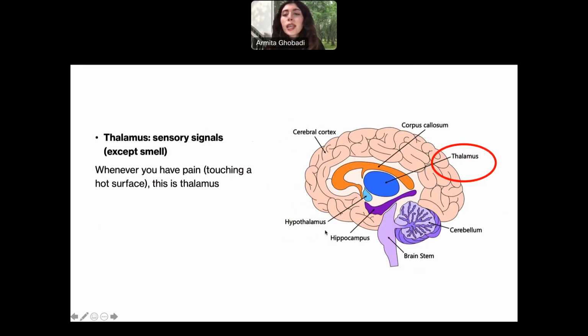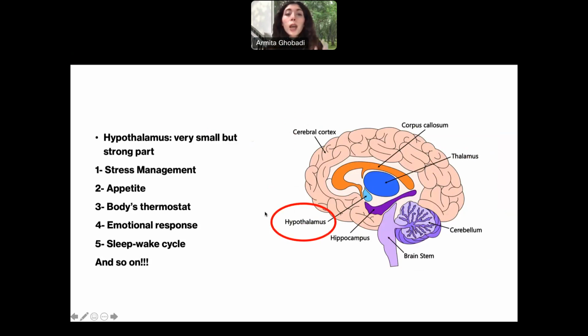Then we have hypothalamus. Like I said, it's very small, but it does have strong responsibilities. Stress management, first of all, dealing with stress. What part is responsible? It is hypothalamus. Then comes appetite. So many problems, like obesity, are based on appetite. Or maybe if you are not hungry at all, if you are not eating well, again, it's going to be appetite.